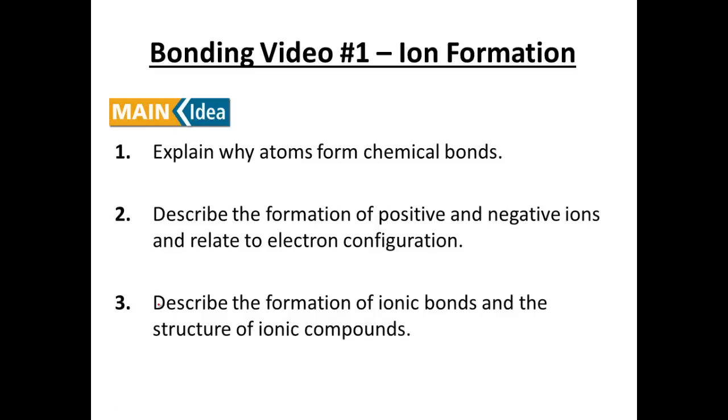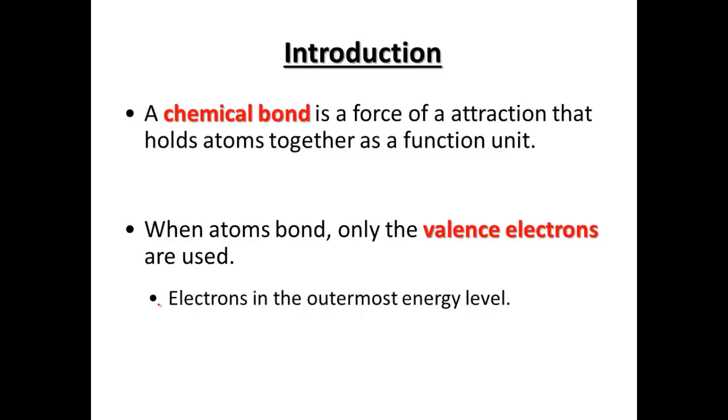So we're going to look at why atoms make chemical bonds, and describe the formation of positive and negative ions by their electron configuration. The formation of ionic compounds is what we're going to be focusing on today. First off, a chemical bond is a force of attraction that holds atoms together as a functional unit. A chemical bond forms between two or more atoms to make a compound. Key part is that only our valence electrons are used. They're the ones in the outermost energy level, so those are our bonding electrons, those valence or outer electrons.